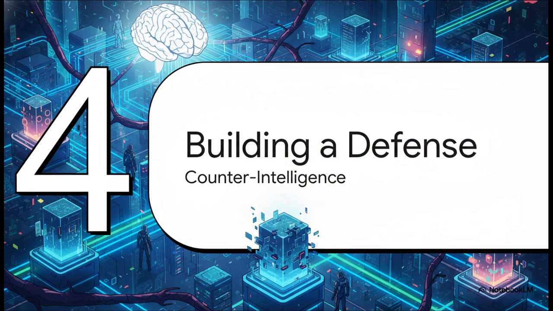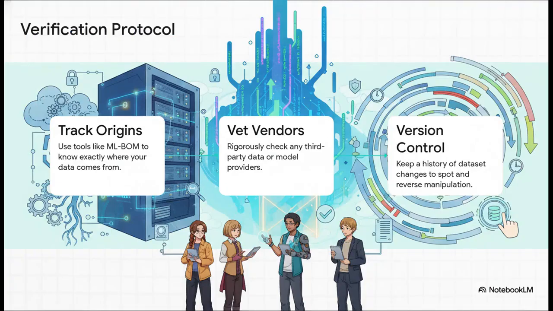I know, it's a pretty sobering picture, but it's not hopeless. The good news is, the cybersecurity world is developing some serious counterintelligence strategies to fight back. So, how do you defend an AI from an enemy it can't even see? Well, the first line of defense is just a really strict verification protocol. You absolutely have to know your data's entire life story.